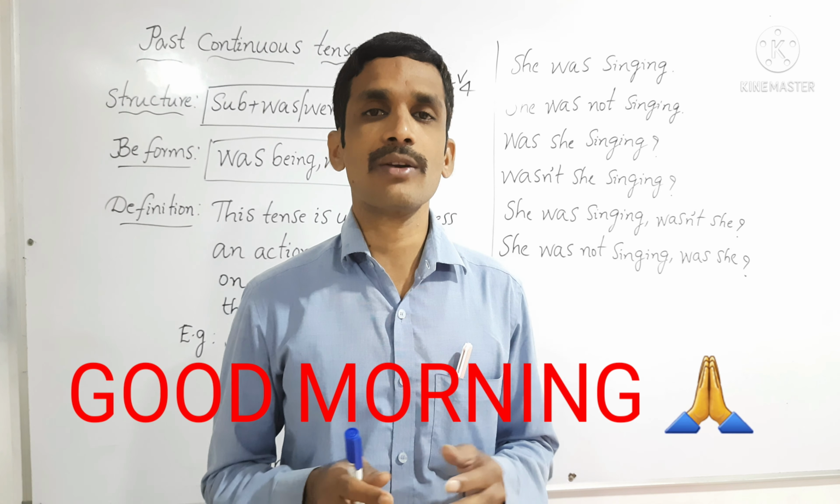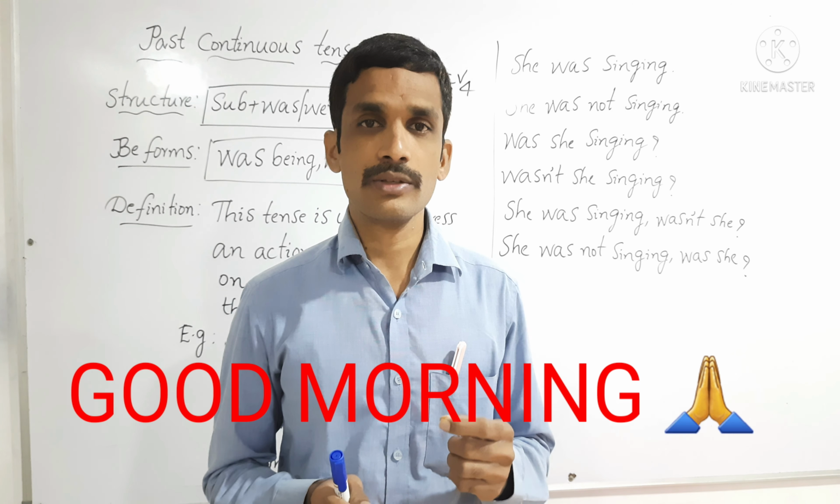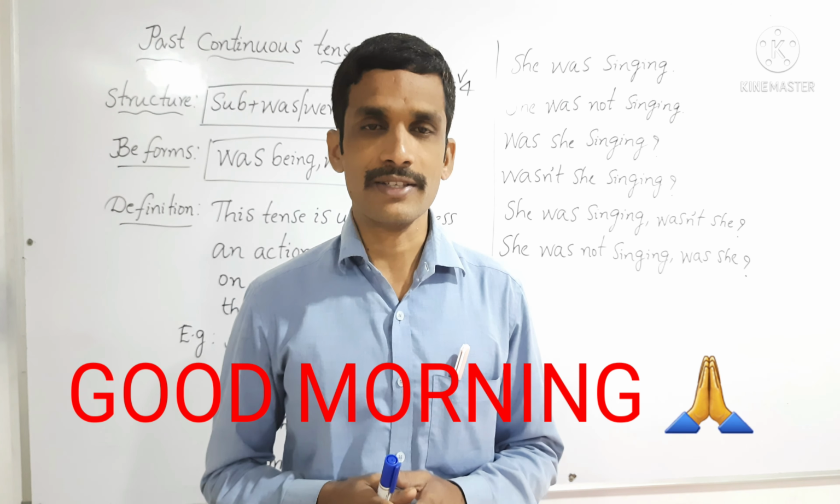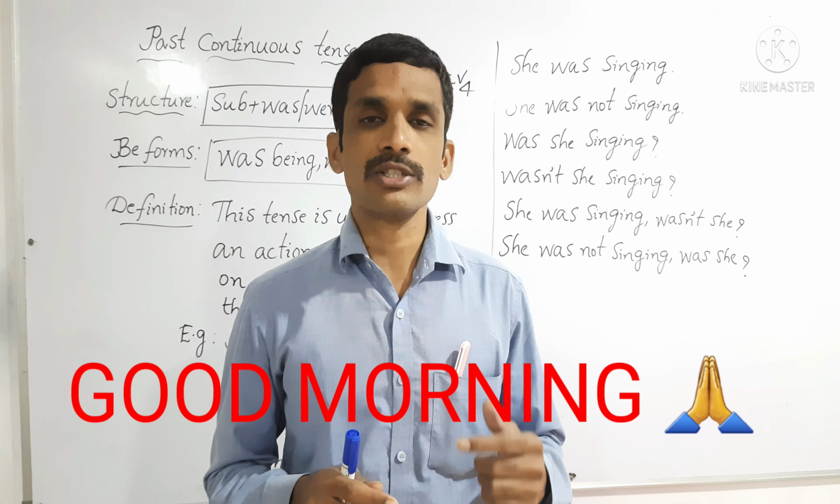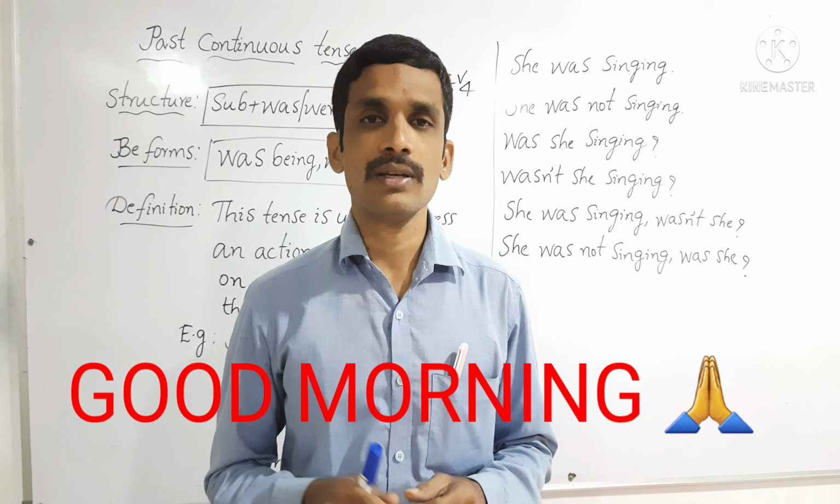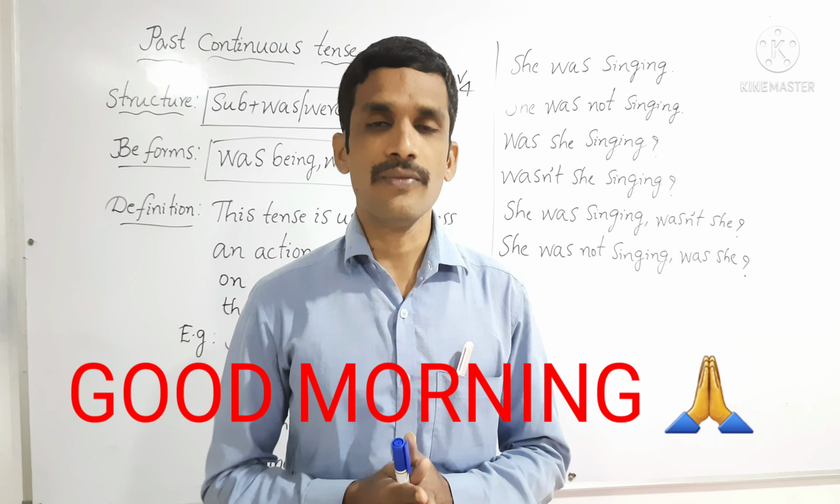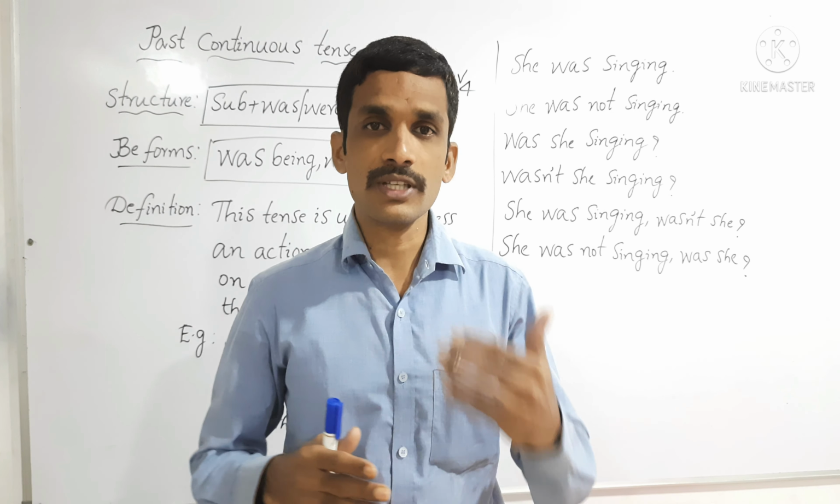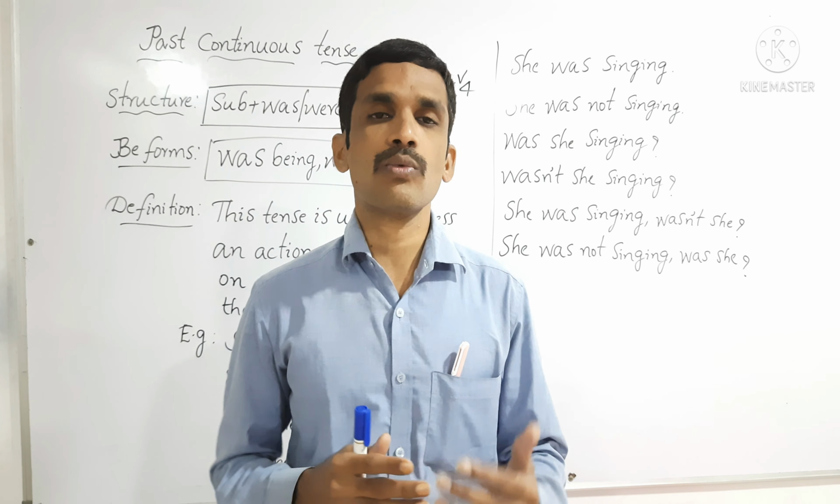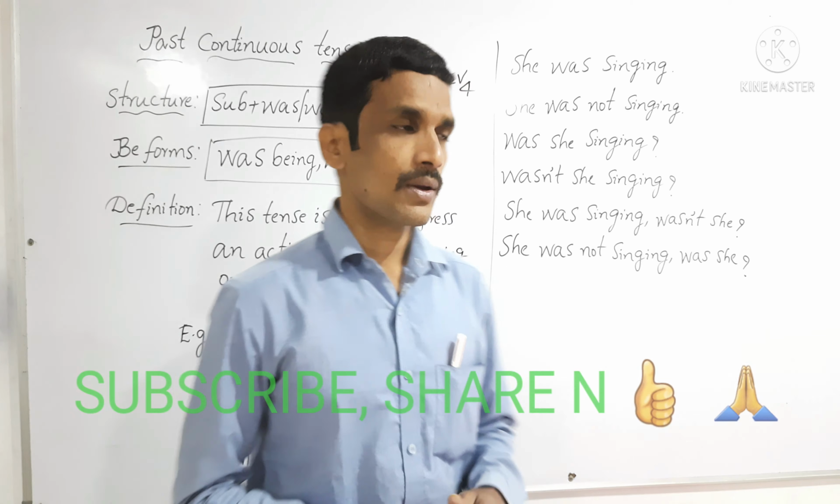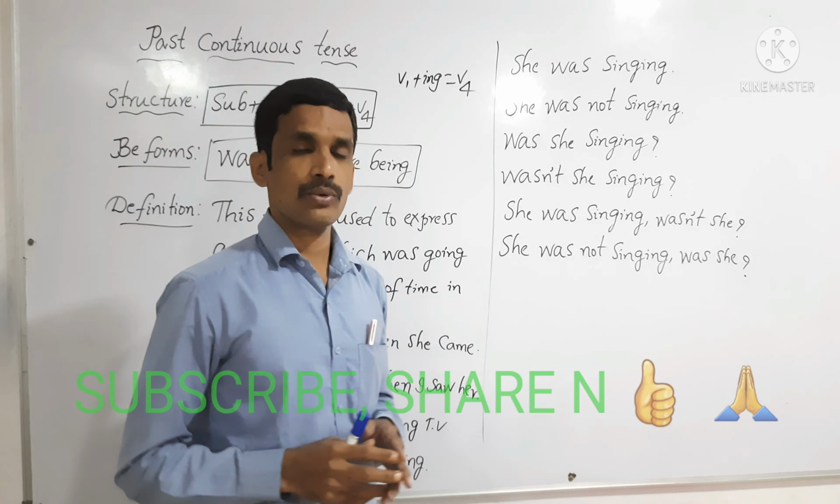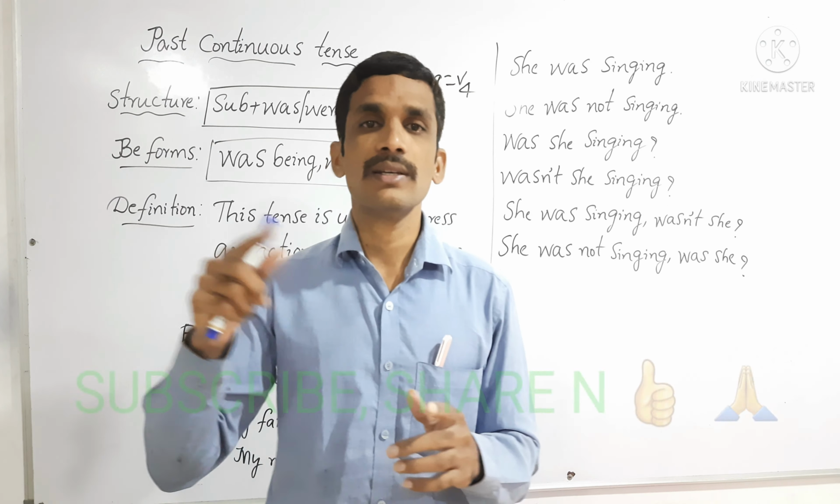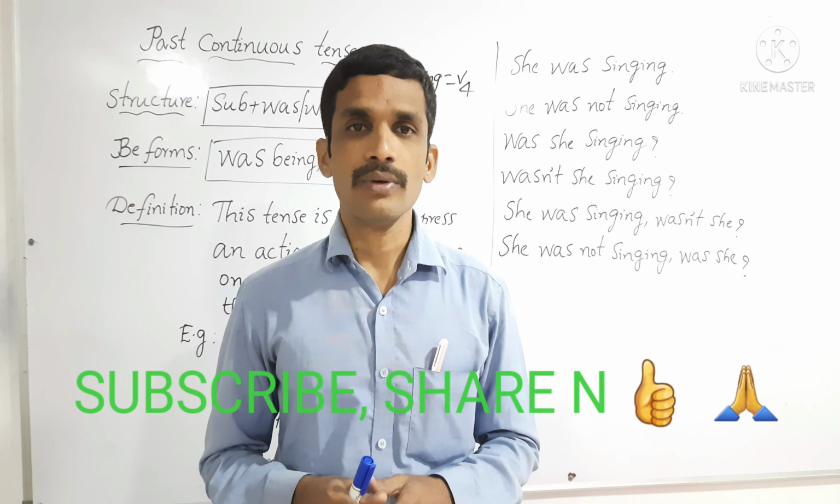In today's class, we are going to learn past continuous tense or past progressive tense. The structure of the past continuous tense is subject plus was or were plus V4. V1 plus ing form is equal to V4. Base form plus ing form is equal to V4.